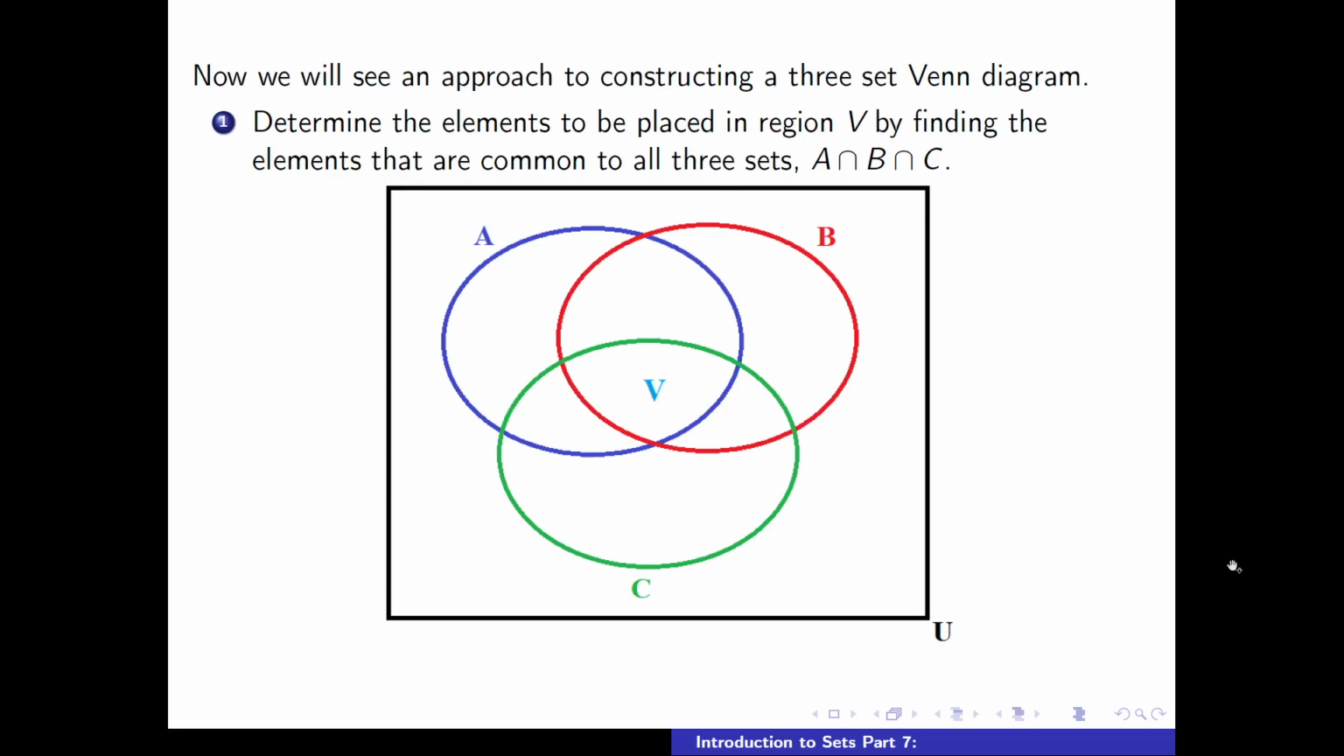Okay. Now let's take a look at an approach of how to construct this. Because as we get to these bigger sets, there's a little bit more work that goes into the construction of these sets. So the first thing to do is to determine the elements to be placed in region 5, kind of similar to how we set up the two-set Venn diagram. We started with the innermost intersected region, and then we worked our way out, and that's the same principle behind this. So we start with elements that are common to all three sets, A intersect B intersect C, as we see here.